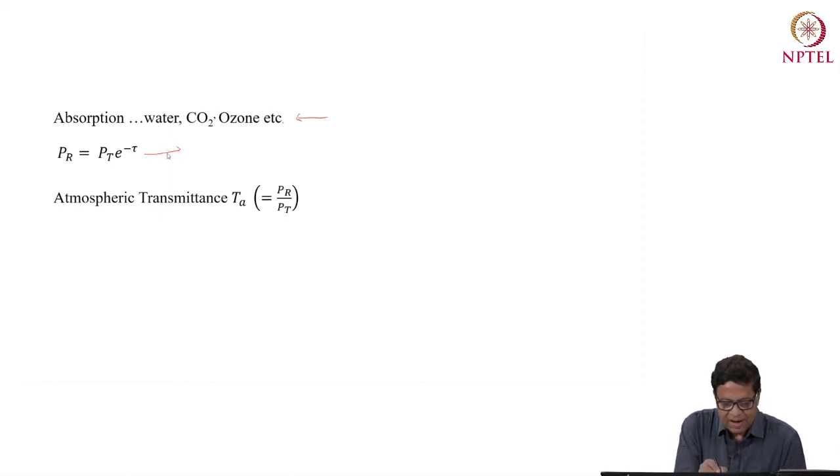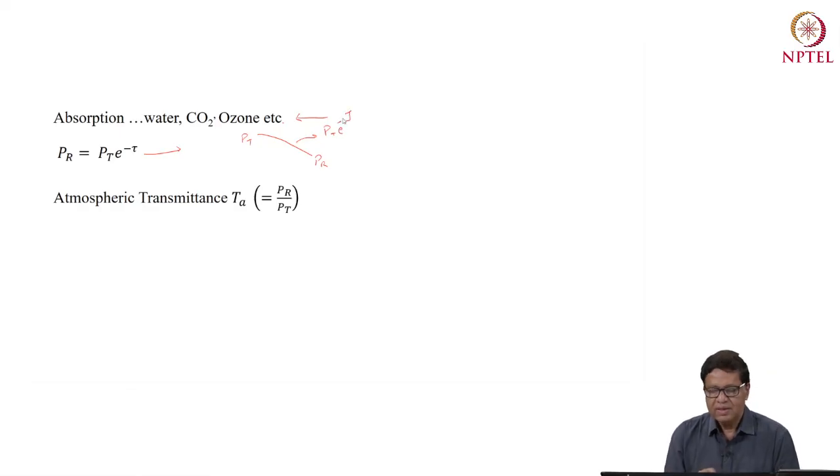So this received power actually varies in this form. If this is your transmit power, PT, it actually follows a decay. This is PR. So it follows an exponential in this fashion, where tau is called the optical depth.